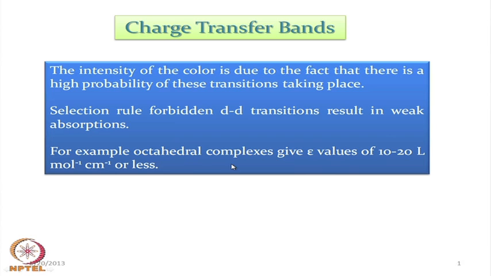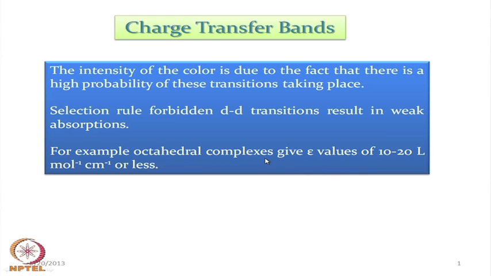That is why, if we want to measure d-d transitions, we have to go for a very concentrated solution, or sometimes the path length of the cell should be greater than 1 centimeter, which we usually use. We can use up to 5 centimeter or 10 centimeter path length to get an appreciable epsilon value on the absorbance scale.